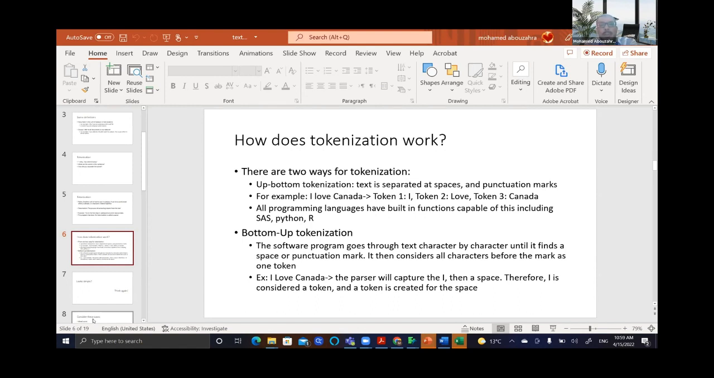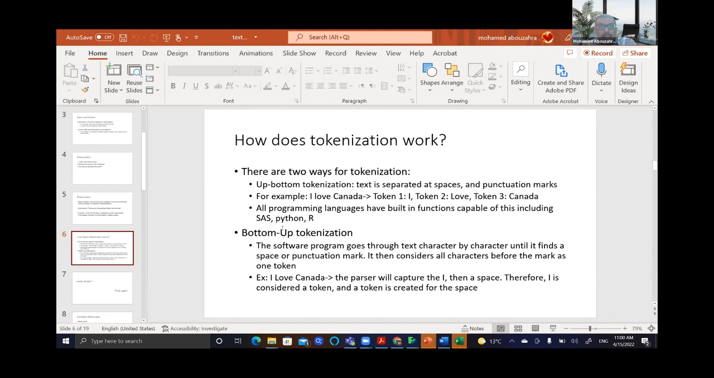The other approach is called bottom-up tokenization. You go character by character. You start reading the string of characters one by one. So you read the I in the "I love Canada" example below. You read the letter I, and then you see a space, and therefore you say that whatever came before the space is a token. Then you continue reading LOVE, and then another space, and you say anything before the space was a token, and so on.